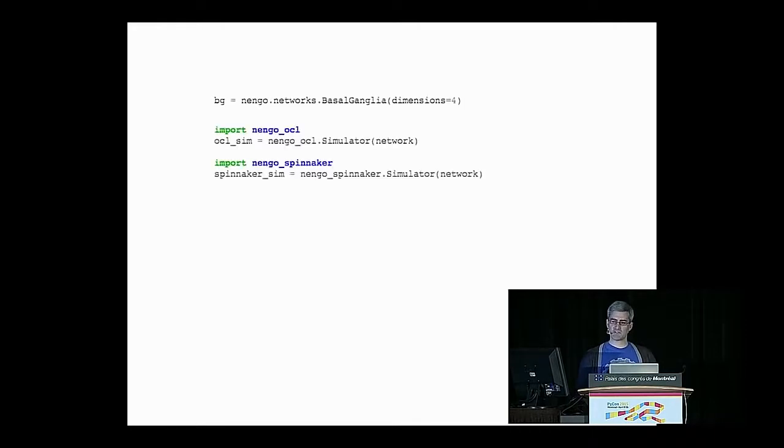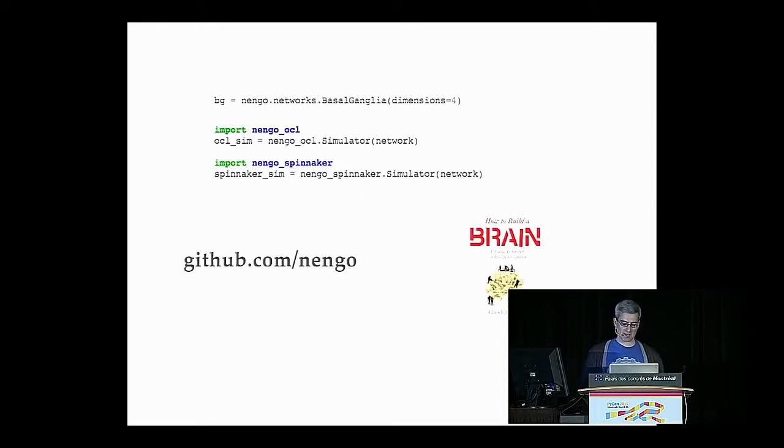Similarly, we've been working on ways of scaling up that are specific to different types of computing platforms. So you can get this Nango OCL package, which includes a simulator that will run the exact same Nango model, but it will run it using an OpenCL backend, which means that you can run it on GPUs. We also have a backend that runs on what's called Spinnaker neuromorphic hardware, which is an exciting project coming out of the University of Manchester. So these are all the ways that Nango is helping scale up to the whole brain level. And if you're interested in these types of things, you can go look at our GitHub organization, github.com/Nango.